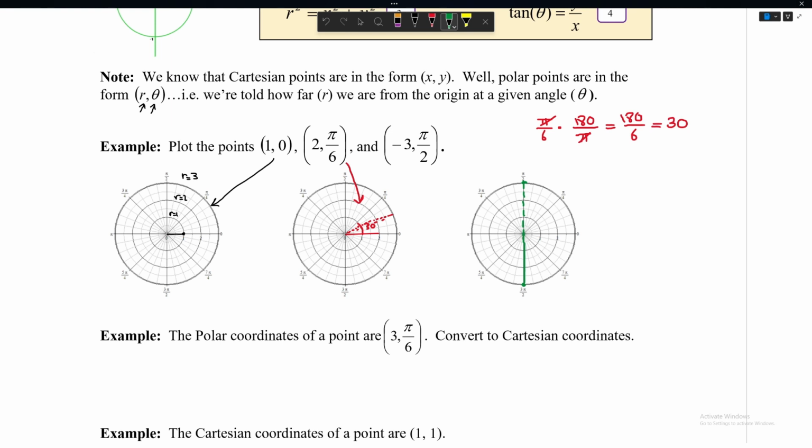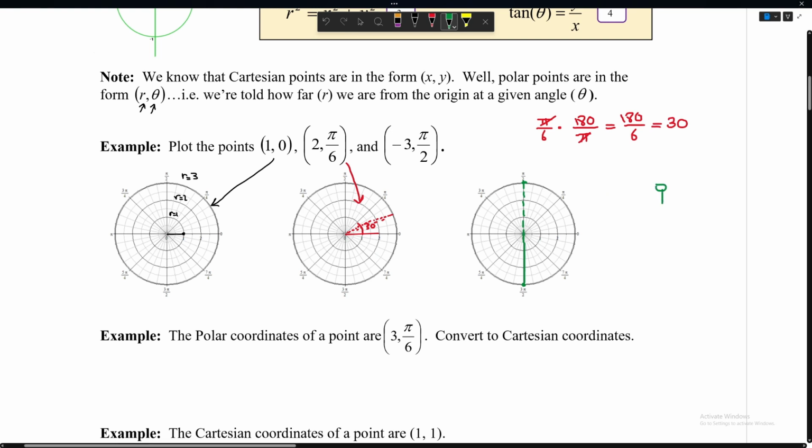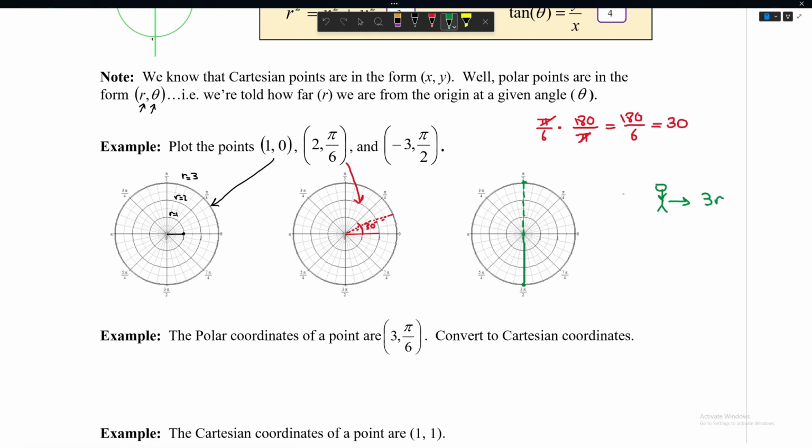Make sense? Okay? And so that is where your point is. That's all there is to it, really. If this is negative, you go the opposite way. You find it, then you go opposite. It's basically saying, if I'm walking this way, 3r, and I give you -r, then you go here, and you're in the opposite direction. That is your -3r. It's your 180, right? And so what you can think about it is, you go your pi over 2, you add 180 to it.